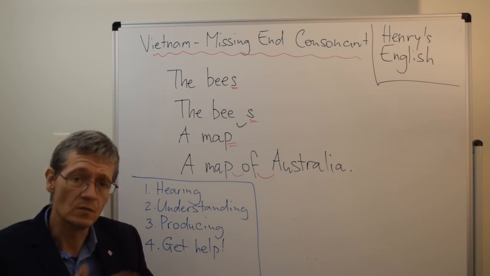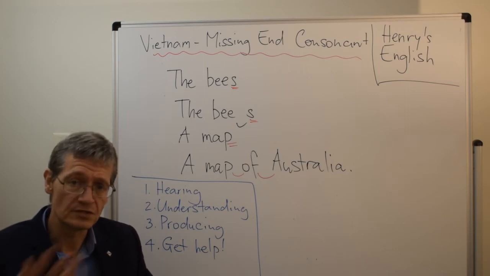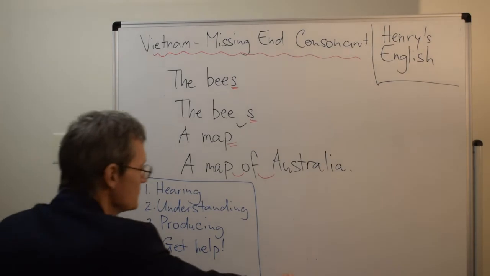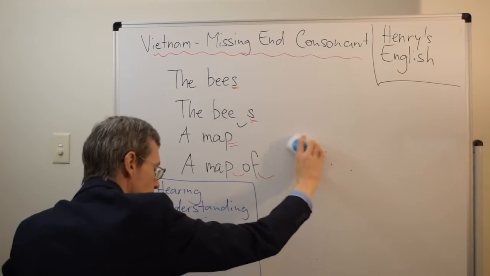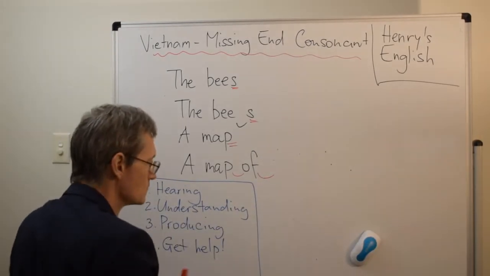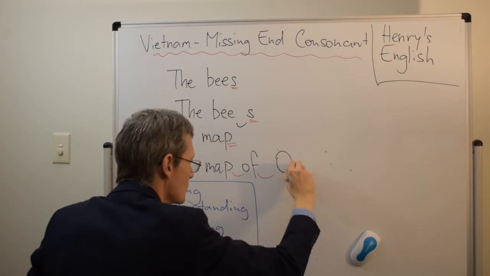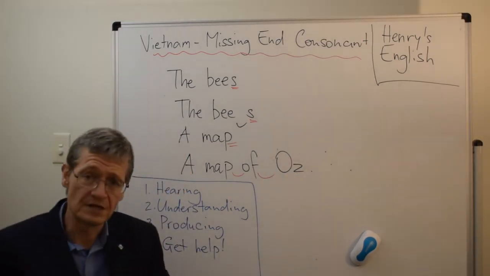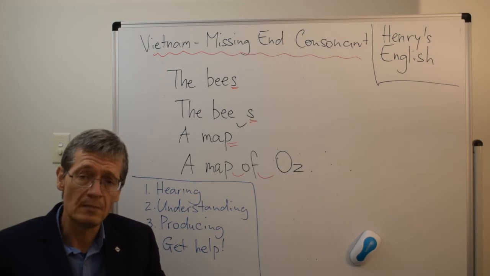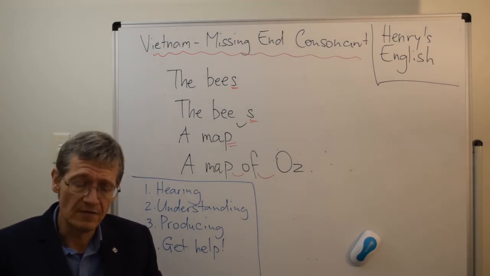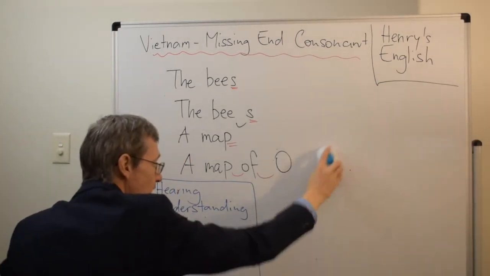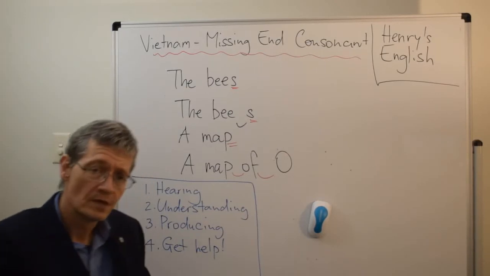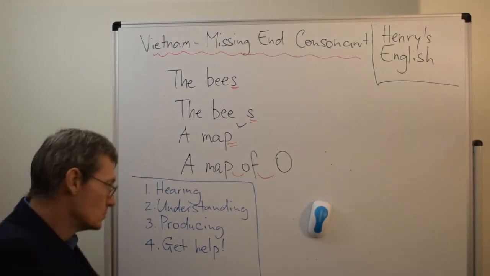Linking words, we link the words when we're speaking in English. A map of Australia, a map of Australia. We could then simplify it to, now Australia is affectionately known as Oz, so a map of Oz, a map of Oz, a map of Oz. And then for fun we could just say a map of O, a map of O.